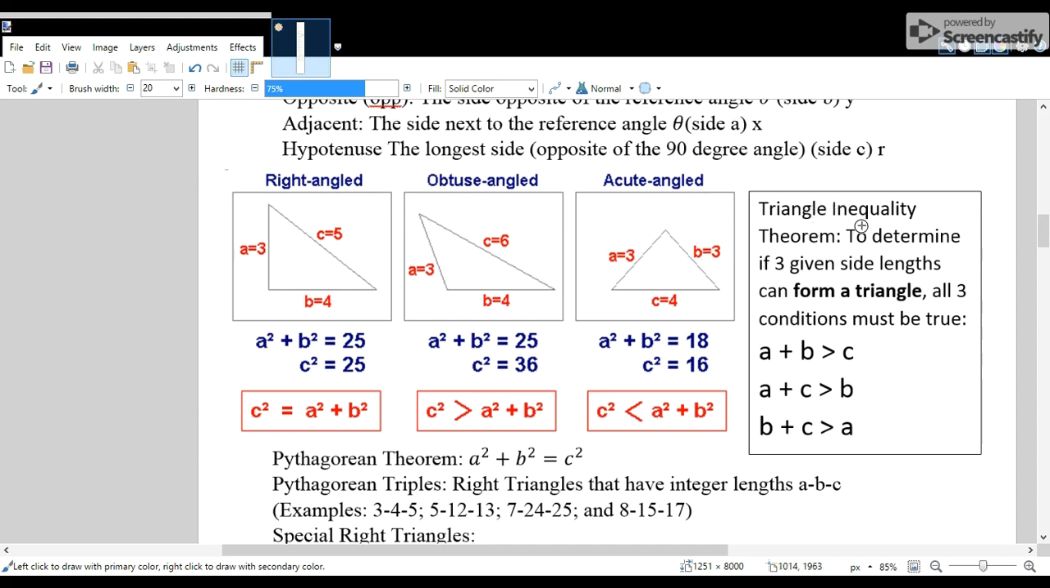The triangle inequality theorem is used to determine if 3 given side lengths can form a triangle. For this to happen, all three of these conditions must be true. A plus B must be greater than side length C, A plus C must be greater than B, and B plus C must be greater than A. Basically, each combination of two side lengths added together must be greater than the other side length.